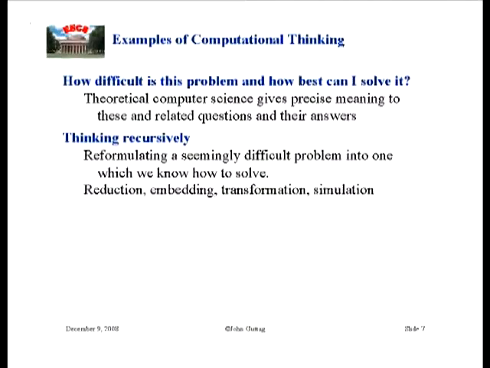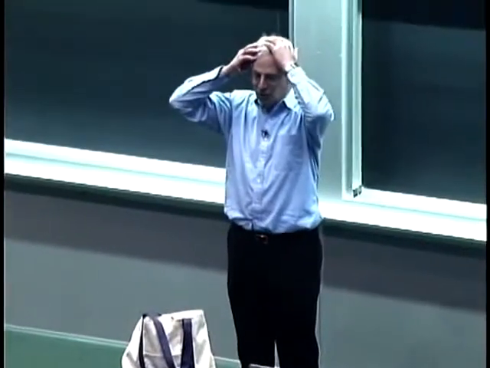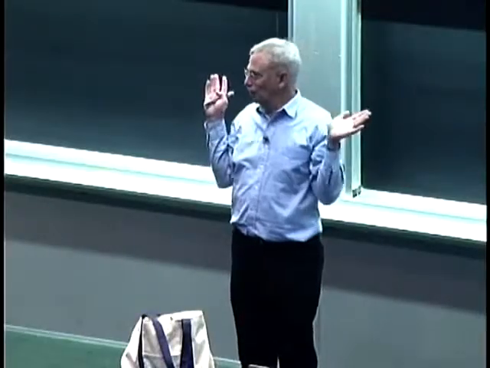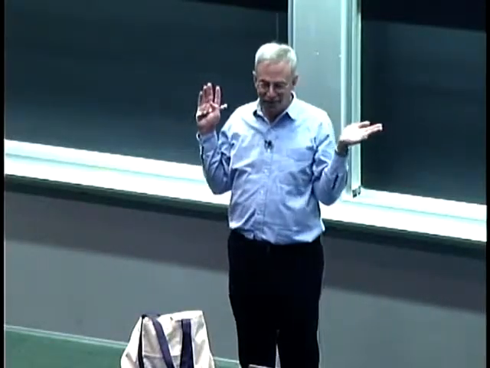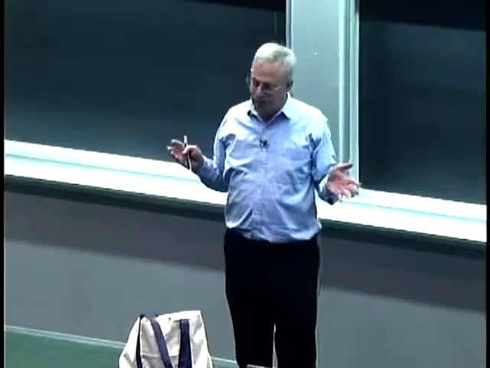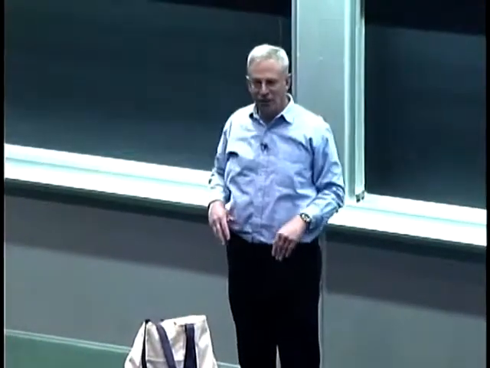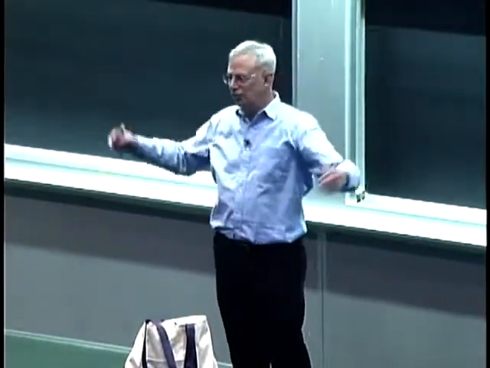Thinking recursively is another good example, where we take a seemingly difficult problem and reformulate it into one which we know how to solve. Very often, it's a smaller instance of the original problem. And we say, gosh, this is hard to solve. But then we think, well, suppose the list only had 2 elements in it. Would I know how to sort it? Yeah. Well, then we can build up and say, therefore, I can use that idea to sort a list of any size.